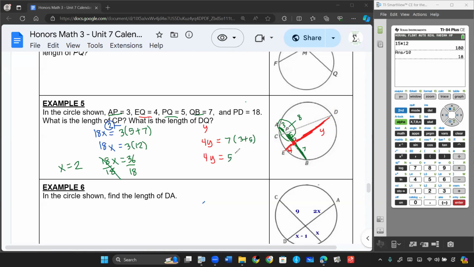So, and then divide that by 4, you'll get your answer. And 56 divided by 4, well, that's going to be 14. So y is going to equal 14, which means dq will equal 14.